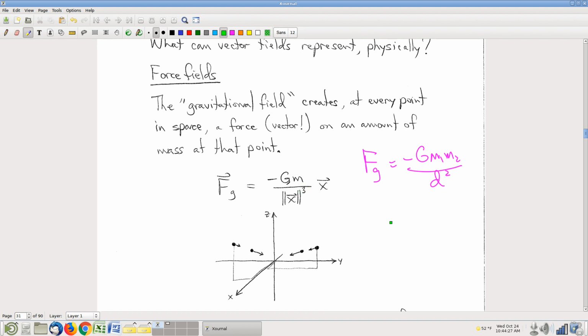Let me rewrite. I'll use blue here. This formula here is negative G m over magnitude of x squared. Hey, that's not fair. You can't just do that. So let me put that over here, x over magnitude of x. Now I'm legal again, right?